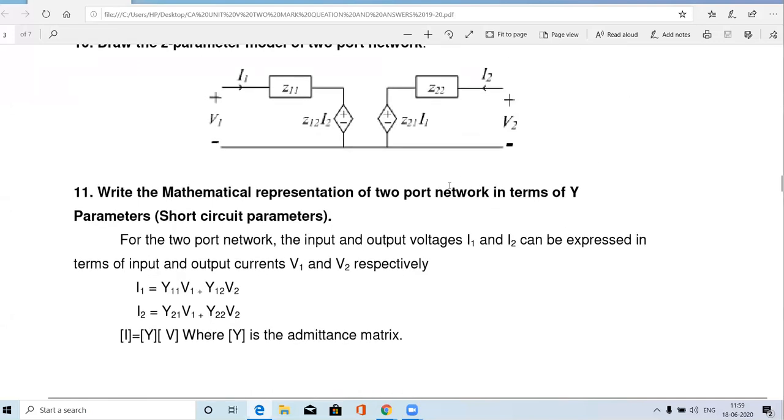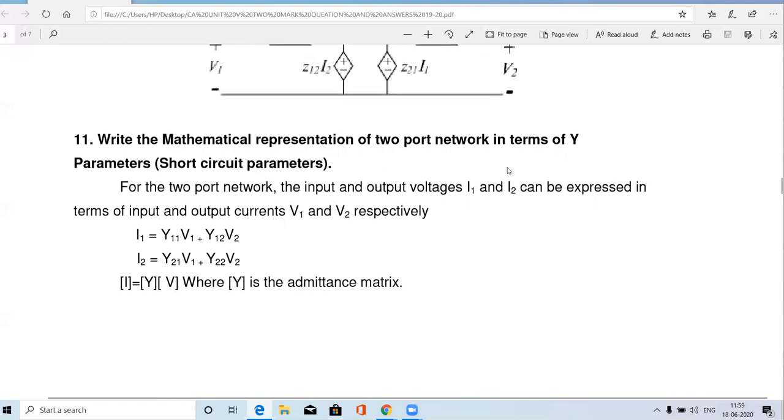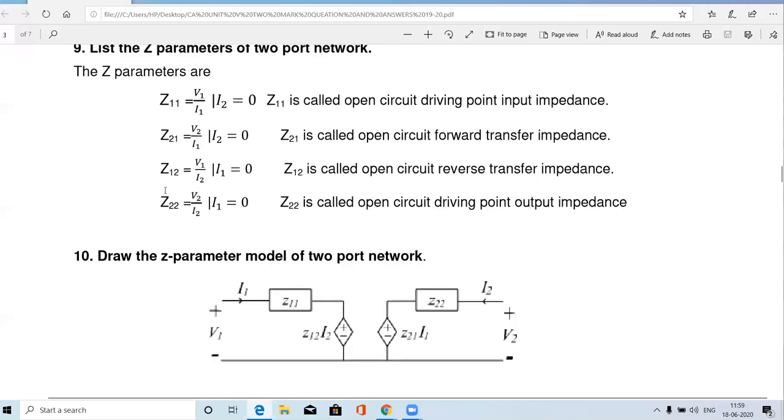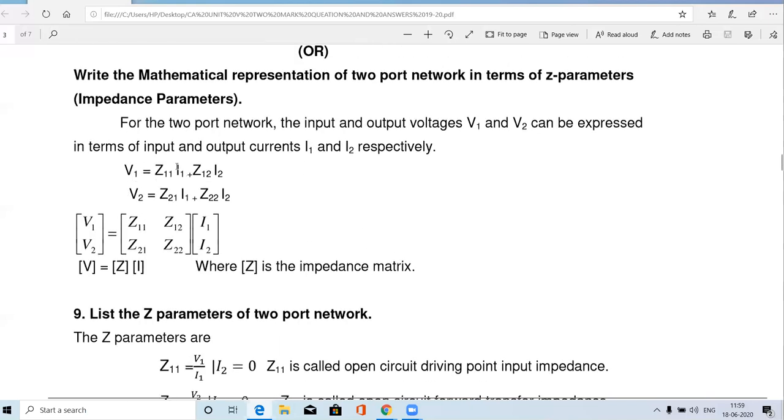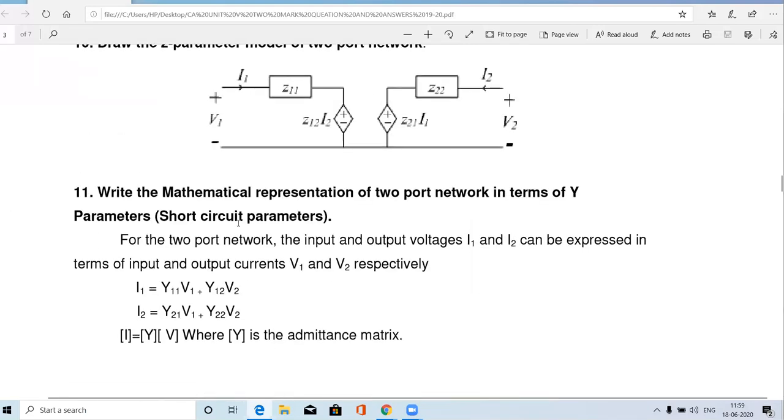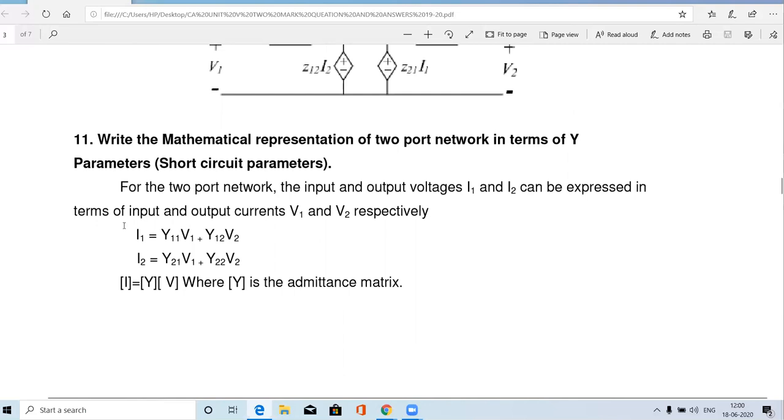Then write the mathematical representation of the two-port network in terms of Y parameters. The other name of the Y parameter is the short circuit parameter or admittance parameter. In the Y parameters, we express the input current and output current as a function of input voltage and output voltage. These equations are the reverse of the impedance equations. In the impedance equations, V1 and V2 are written as a function of I1 and I2. Here the input current and output current are expressed as a function of V1 and V2. This is the Y parameter equation.